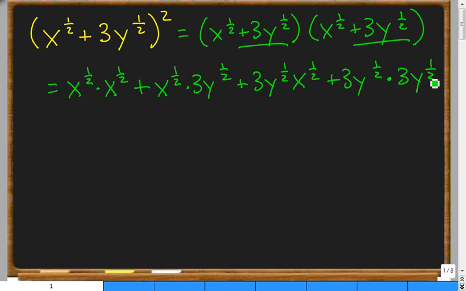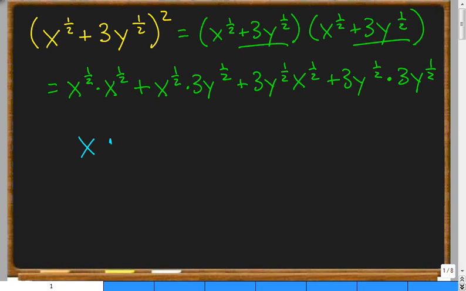Okay, so now we need to simplify. And we're going to do this step by step as far as we can go. So right here, when we multiply things with the same base, we add their exponents. So x^(1/2) times x^(1/2) makes x to the first power. Now over here, the x^(1/2) and the y^(1/2), we could put those together. Now, they don't have the same base, but they have the same exponent. So that's the same thing as (xy)^(1/2).